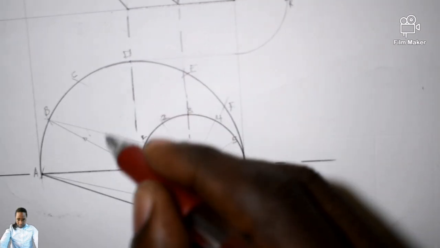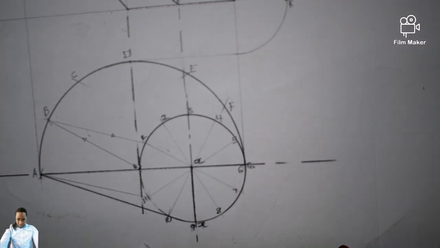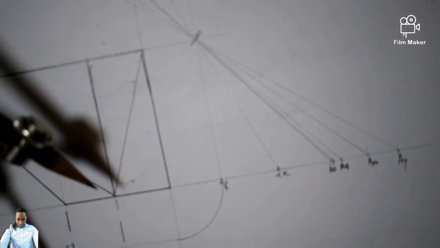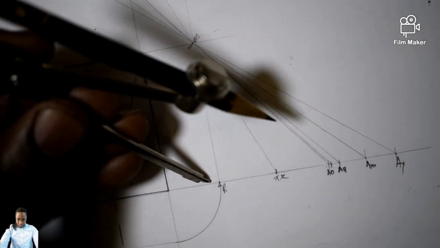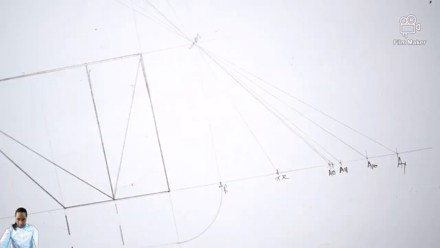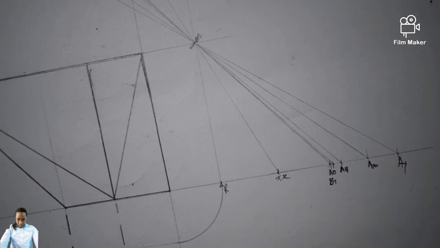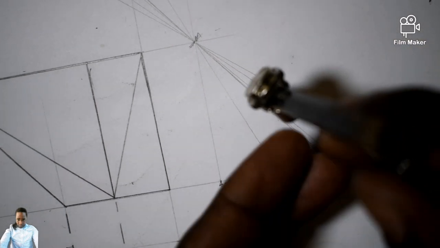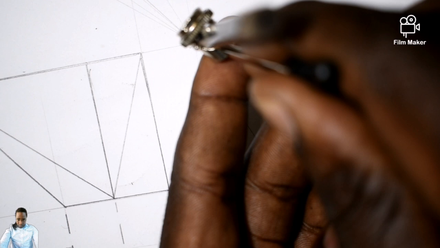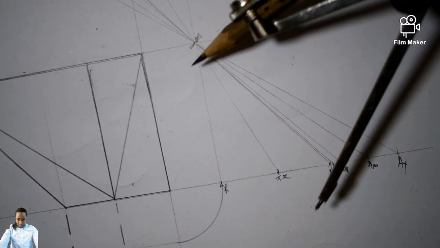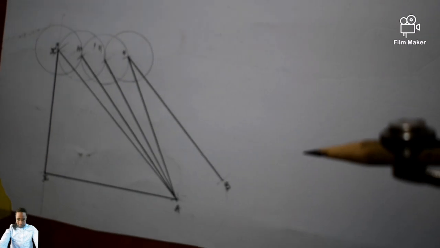So there you go, B1. Place it at B, further extend it to 1, which is this one, then convert it to your true length. This is B1, so B1 is in the same line with A0. So there you go. It gives you the true length. Now without disturbing it, you come to your development.